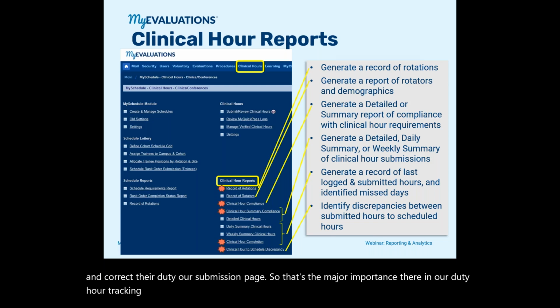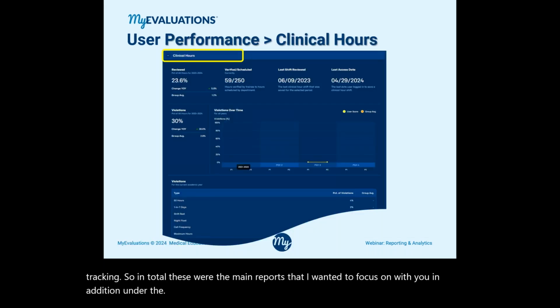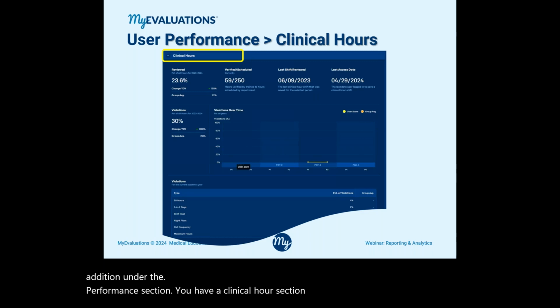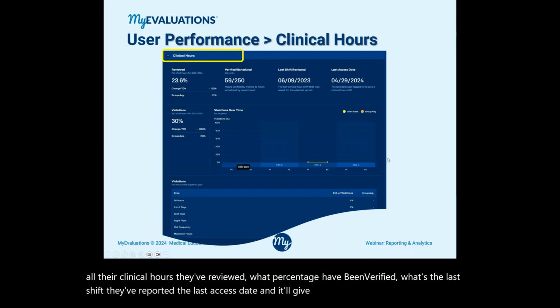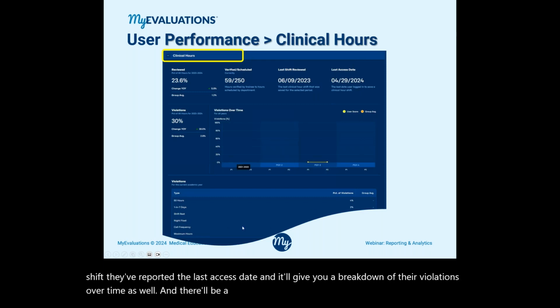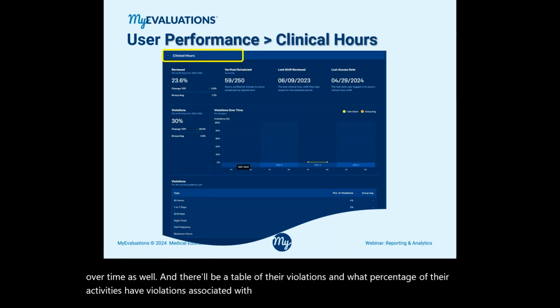So in total, these were the main reports that I wanted to focus on with you. In addition, under the performance section, you have a clinical hour section that's going to give you a breakdown of all their clinical hours they've reviewed, what percentage have been verified, what's the last shift they've reported, the last access date, and it'll give you a breakdown of their violations over time as well. And there'll be a table of their violations and what percentage of their activities have violations associated with them. And that's available under your performance dashboard as well.